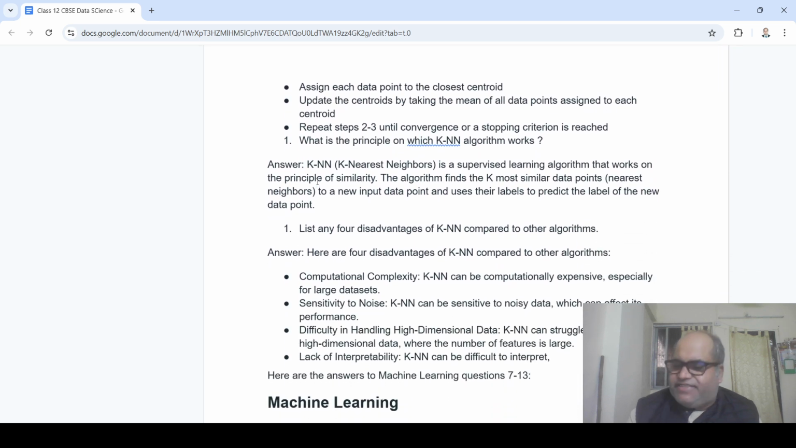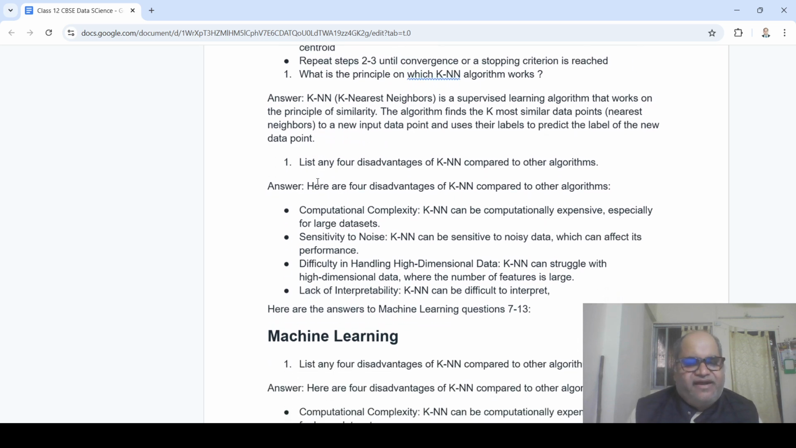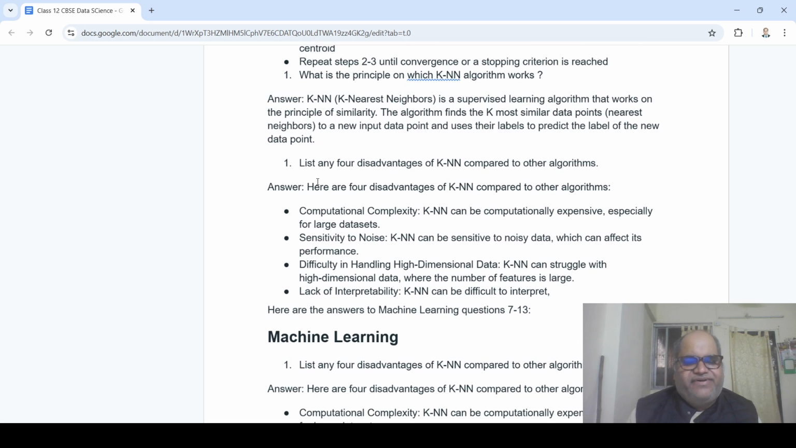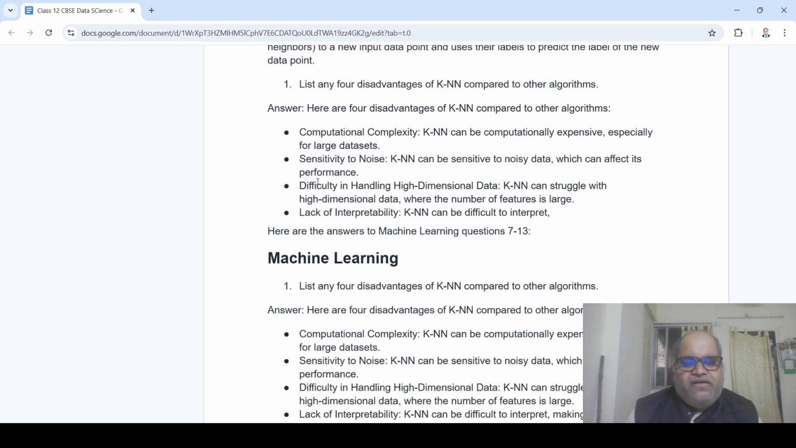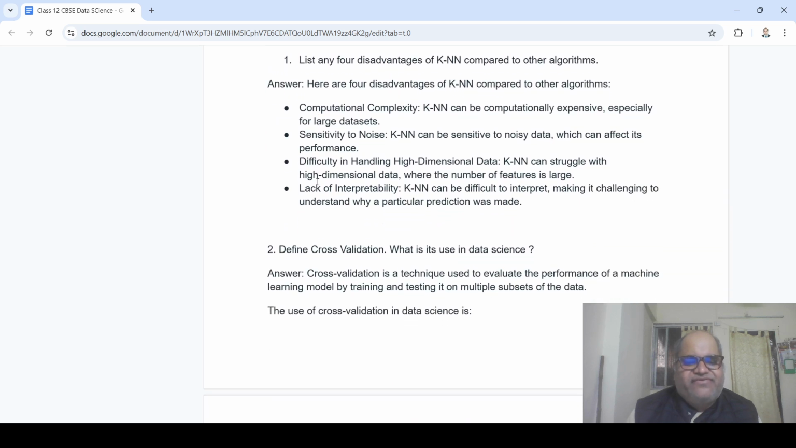Any four disadvantages, and there are a lot of them. Computational complexity could be higher once your variables increase. Sensitivity to noise: with outliers, it will be very difficult to model. High dimensional data is hard to manage. Lack of interpretability: KNN is not easy to interpret, as we have seen in the case of decision tree. Same disadvantages.